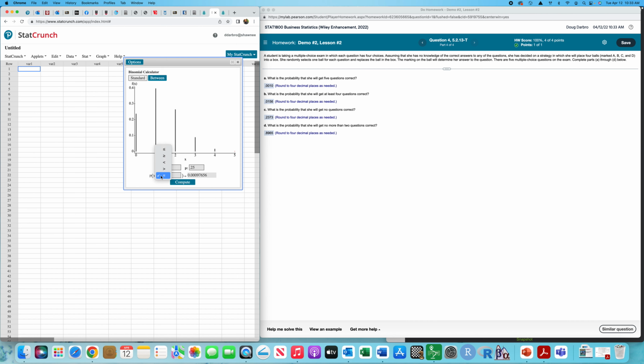What's the probability she will get at least 4 correct? At least 4 correct means 4 or larger. So the probability is 0.0156. What's the probability she will get no questions correct? 0.2737. And what's the probability that she will get no more than 2 correct? We'll get 0.8965.